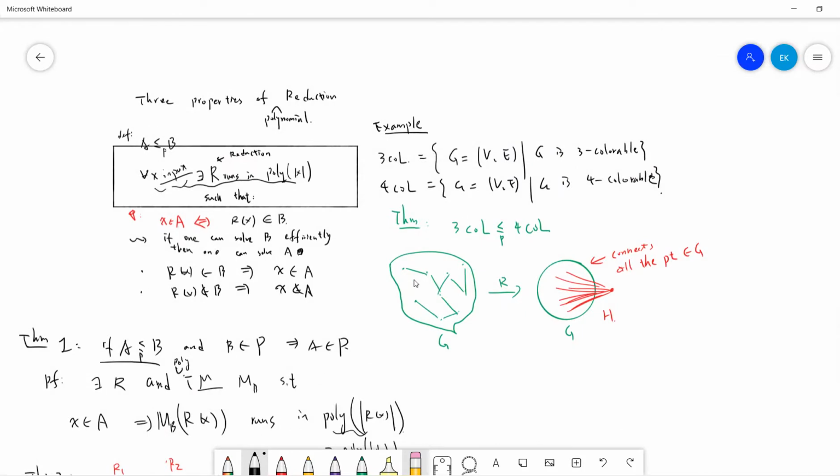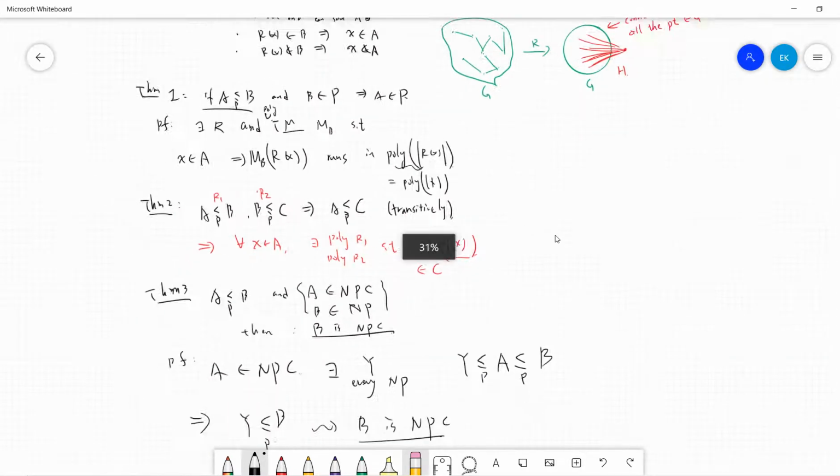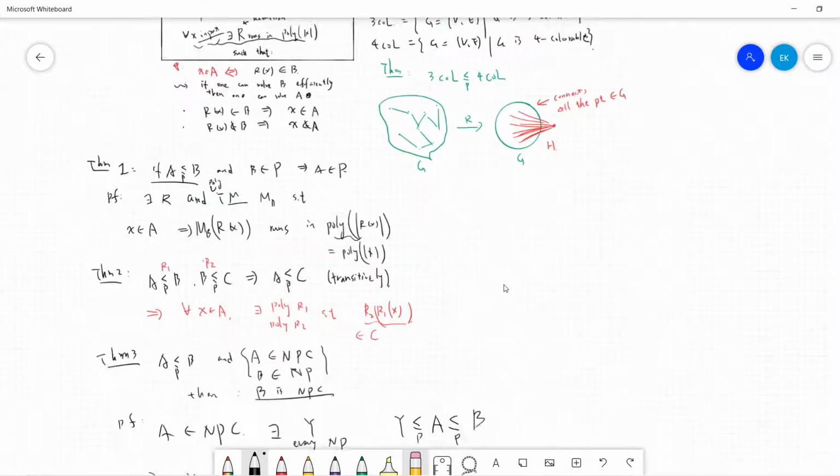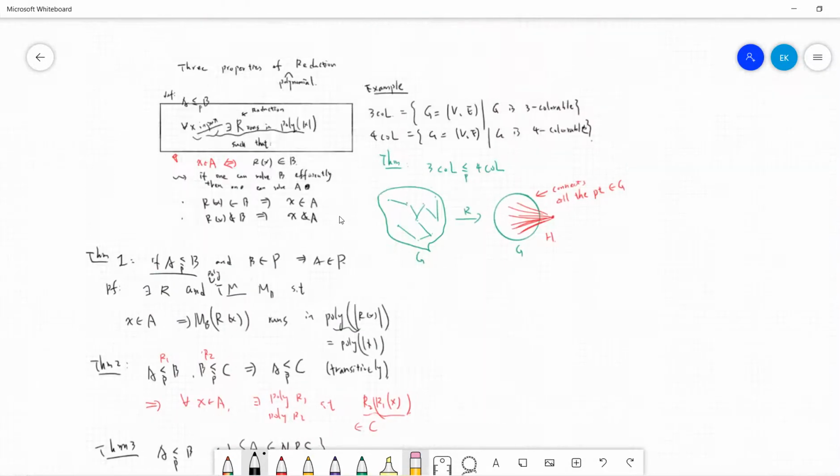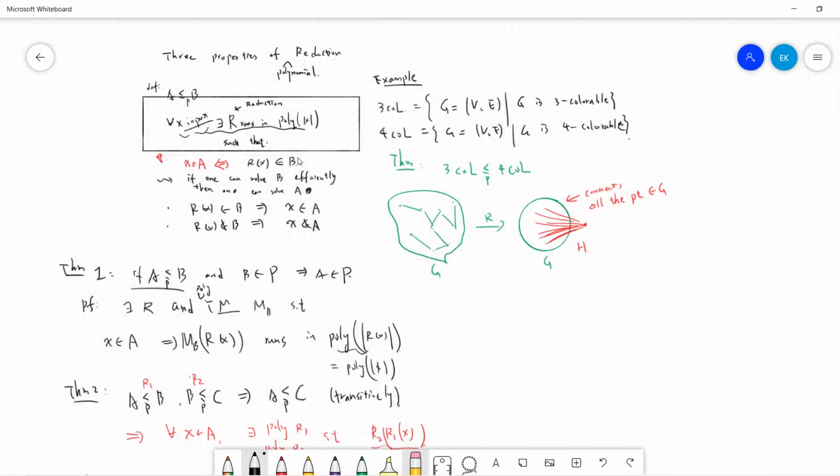Theorem 1, theorem 2, and theorem 3 are very important in the complexity theory of algorithms, and we will use these to prove various problems NP complete. So this is the reductions diagram, probably the most important technique in complexity theory.